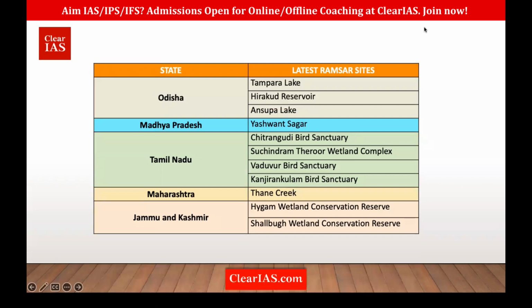Okay, from Odisha we have three, that is Tampara Lake, Hirakud Reservoir and Ansupa Lake. One from Madhya Pradesh, that is Yashwant Sagar. Tamil Nadu has a lot. We have Chitrangudi, Suchindram, Vadavur and Kanirakulam Bird Sanctuary. Okay, Maharashtra, there is Thane Creek. Jammu and Kashmir 2, Haigam Wetland and Shalbug Wetland Conservation Reserve.